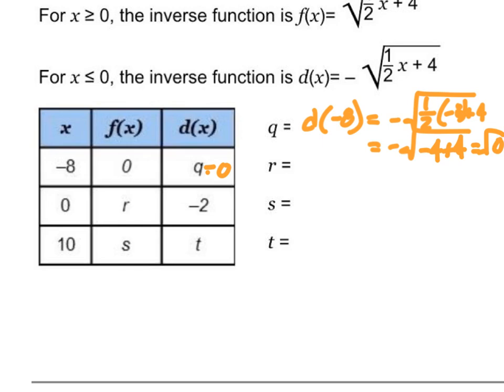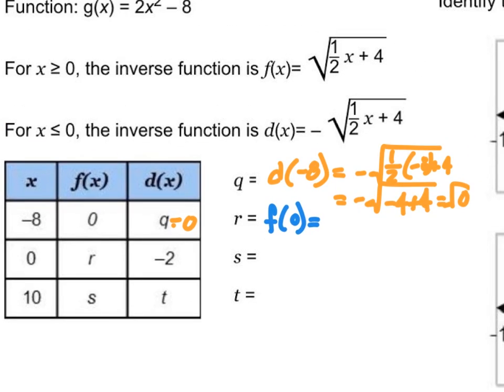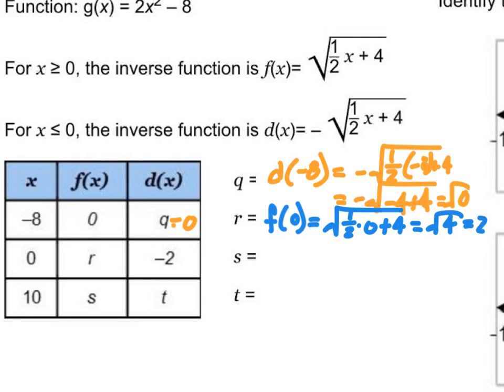If I plug 0 into f to find r, f of 0, and f is just the positive square root, we get the square root of 1/2 times 0 plus 4. 1/2 times 0 is 0, so we get the square root of 4, which is just 2. So r is equal to 2.